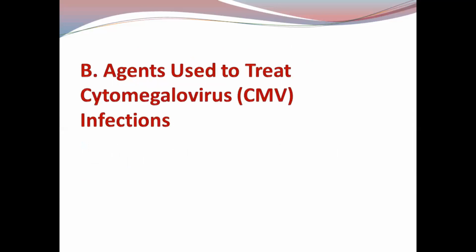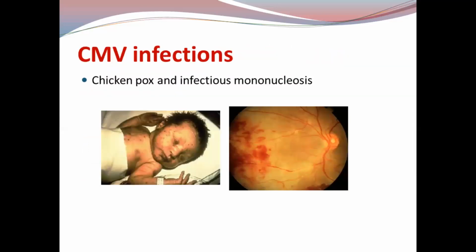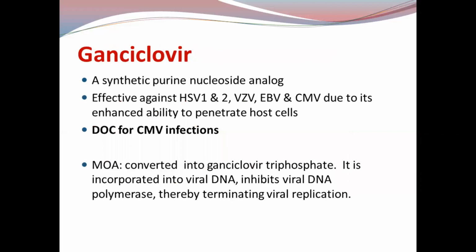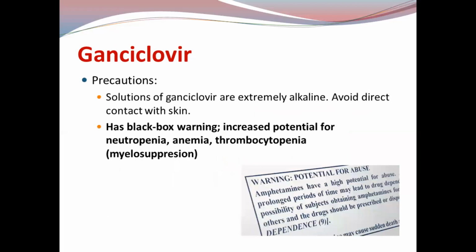So for CMV infection, the drug of choice is ganciclovir. Okay, pag sinabi naman HSV, acyclovir. CMV naman is ganciclovir. Okay? Ang goal naman dito din is to convert ganciclovir into its triphosphate form. Lagi din ganun, no? So it has a black box warning that it has an increased potential for neutropenia, anemia, thrombocytopenia.